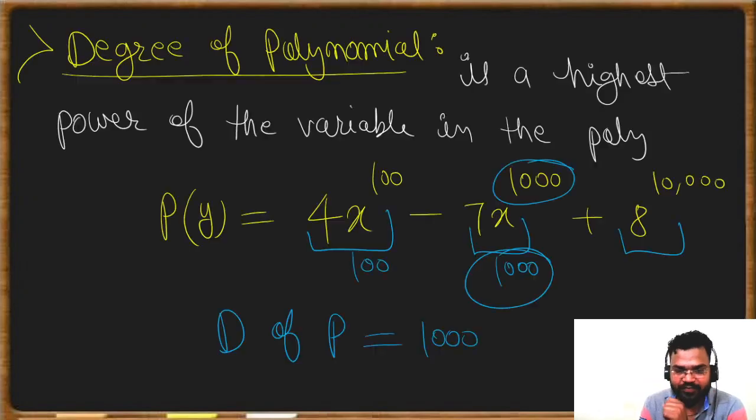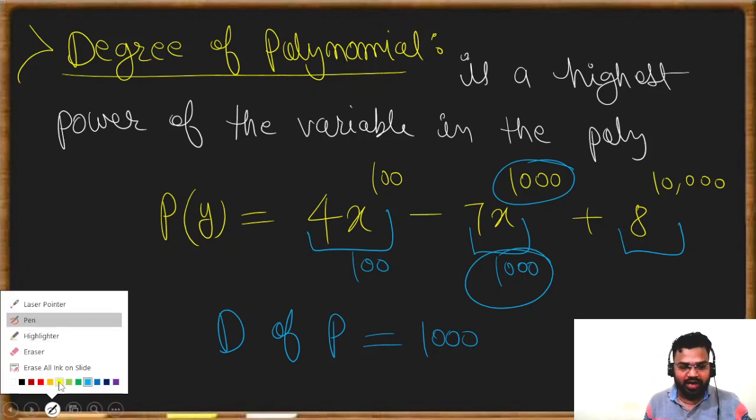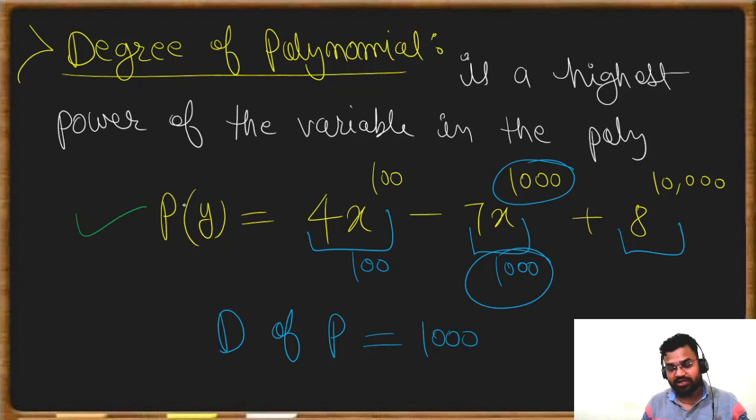Next one is, you know what a term is. What is a term? A term is an individual part of an algebraic expression which is separated by a plus or minus sign. Okay, is it clear? So in this polynomial, how many terms are there? You can say, sir, this is the first term, this is the second term, and this is the third term. Okay. So on the basis of terms and on the basis of degree, polynomials are further classified.